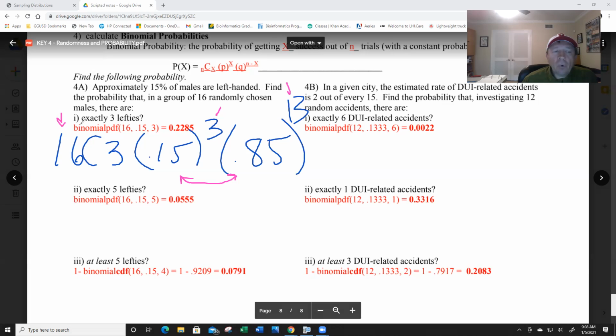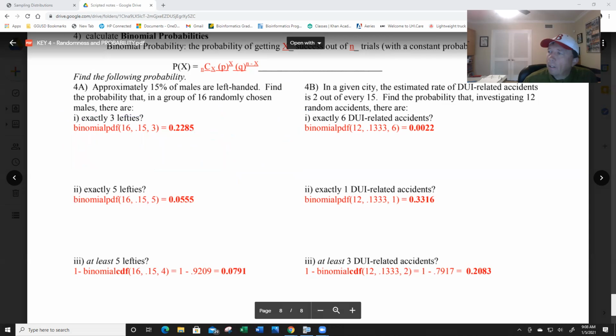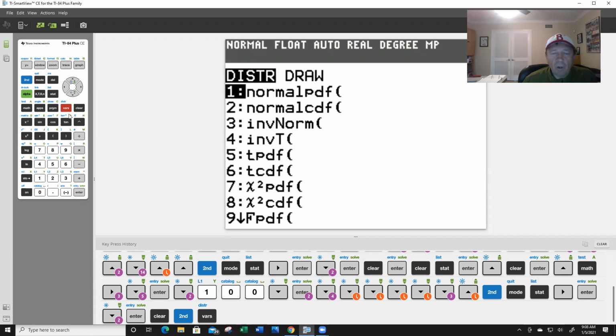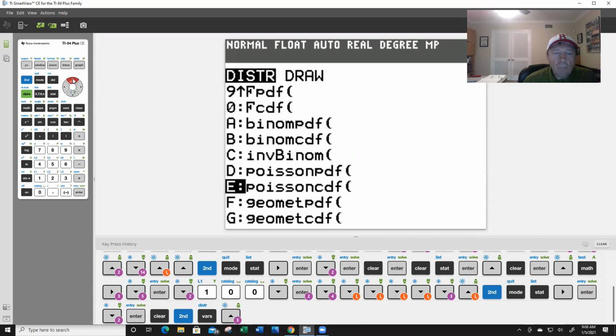Okay, but there's a really cool way to do this on the calculator. I wrote it out here. Let me show you how to do this. Okay, this is pretty cool. Okay, so every calculator is different. So let's try this. You're going to go second distribution, which is the vars button, second vars. And you're going to go down to binomial PDF. PDF means exactly. It stands for probability distribution function. It means exactly. So hit enter.